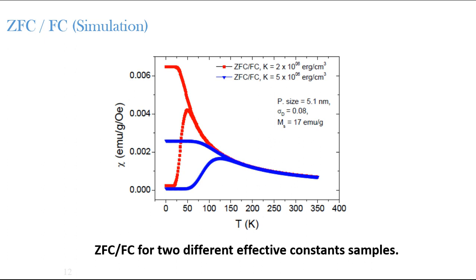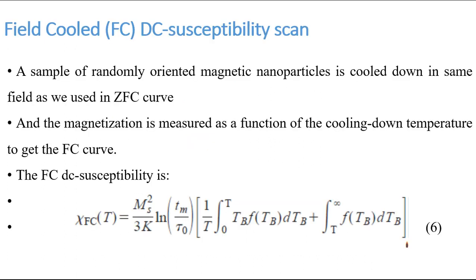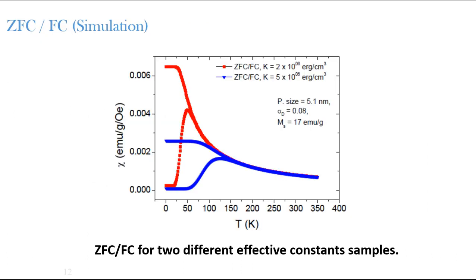So here's the numerical simulation of field cool and zero field cool curves of the previous equations 5 and 6, in which we have plotted two curves with different anisotropy constants. You can see the small change in anisotropy constant, such as K equal to 2 into 10 to the power 6 erg per cc, and K equal to 5 into 10 to the power 6 erg per cc. The shape of the curve is changed, and also the blocking temperature is shifted to higher temperature.